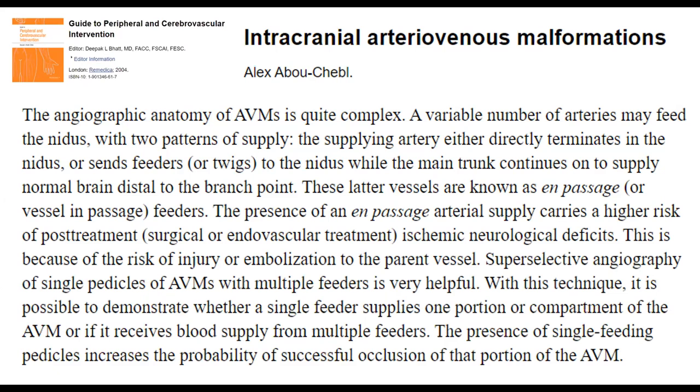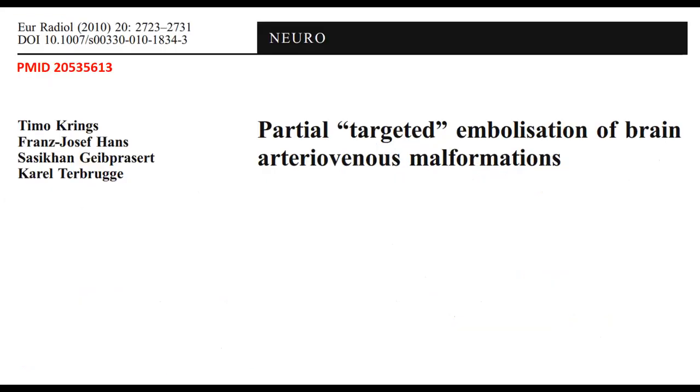Superselective angiography of single pedicles of AVMs with multiple feeders is very helpful. With this technique, it's possible to demonstrate whether a single feeder supplies one portion or compartment, or if it receives blood supply from multiple feeders. The presence of single feeding pedicles increases the probability of successful occlusion of that portion of the AVM. All right, let's go to a different paper, same thing.